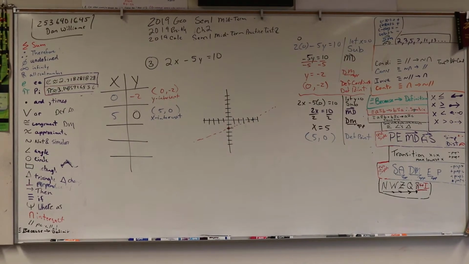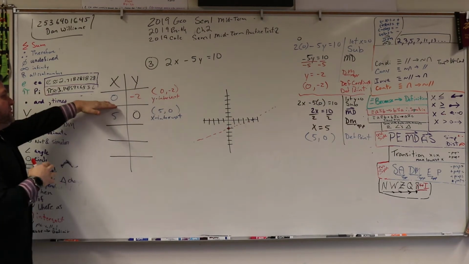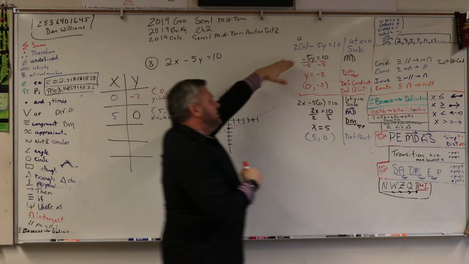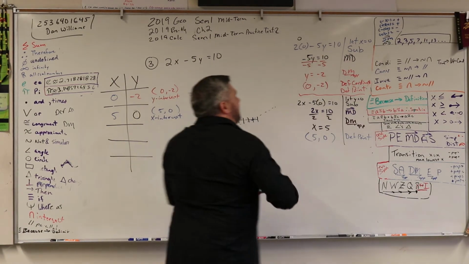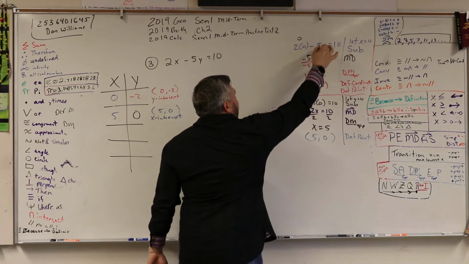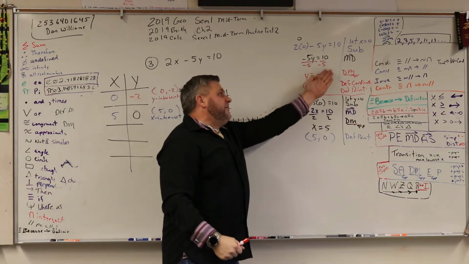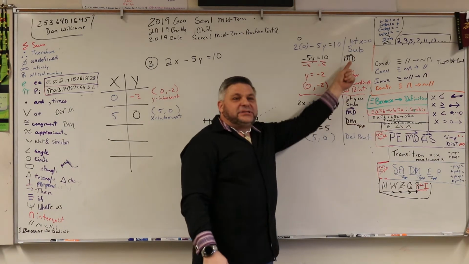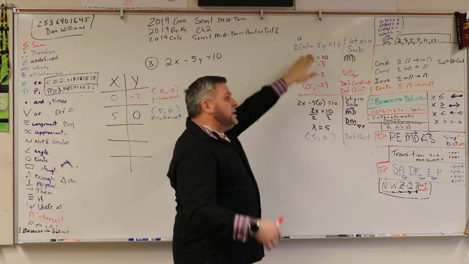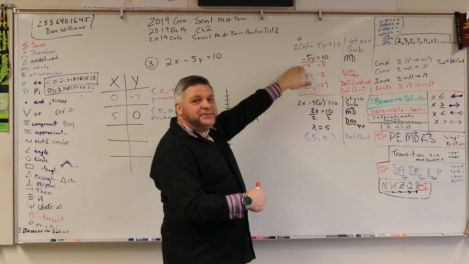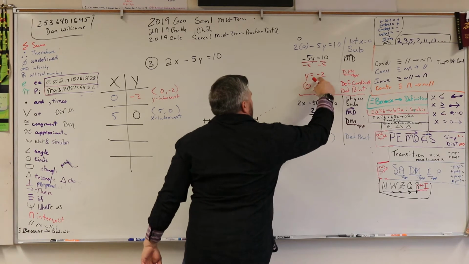Alright, so for number 3, we're going to start by plugging in 0 for x. When we plug in 0 for x, we're going to get 0 times 2. That's a substitution. And we get negative 5y equals 10. Then we're going to divide by negative 5, and that's DM versus MD. We multiplied here as PEMDAS. Then we divided by 5 here. Alright? That was how we found y equals negative 2.